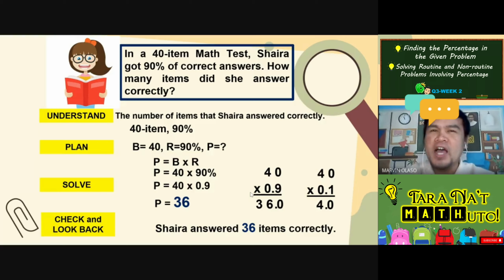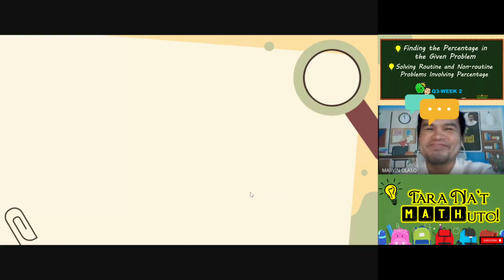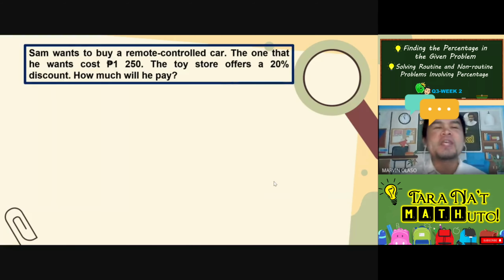Let's have another problem, and this problem is quite confusing, so better listen attentively. Let's go. Sam wants to buy a remote controlled car. The one that he wants costs 1,250 pesos. The toy store offers a 20% discount. How much will he pay?